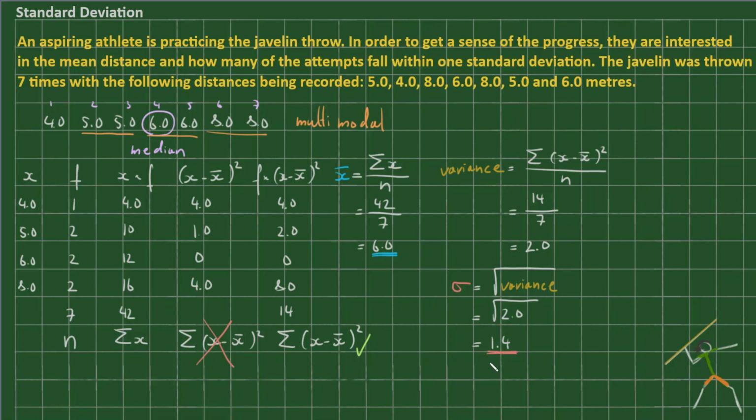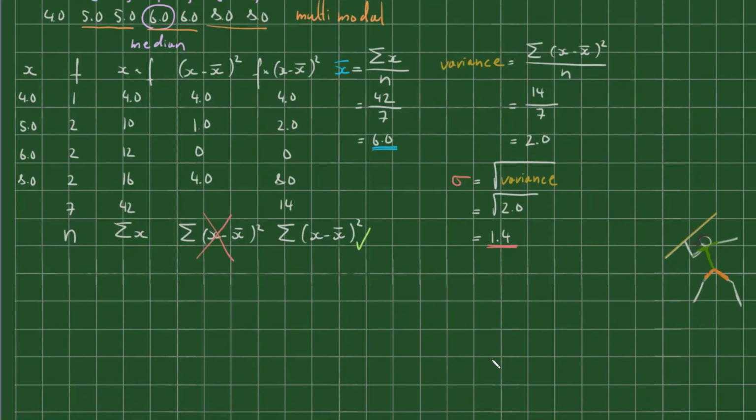How does this help answer the question? Well, firstly, let's scroll down a little bit. Okay, so what does this 1.4 meters mean again? It means that any javelin throw that is within 1.4 meters of the mean, or 6.0 meters, is within one standard deviation. In other words, all throws between 4.6 meters and 7.4 meters fall within one standard deviation.